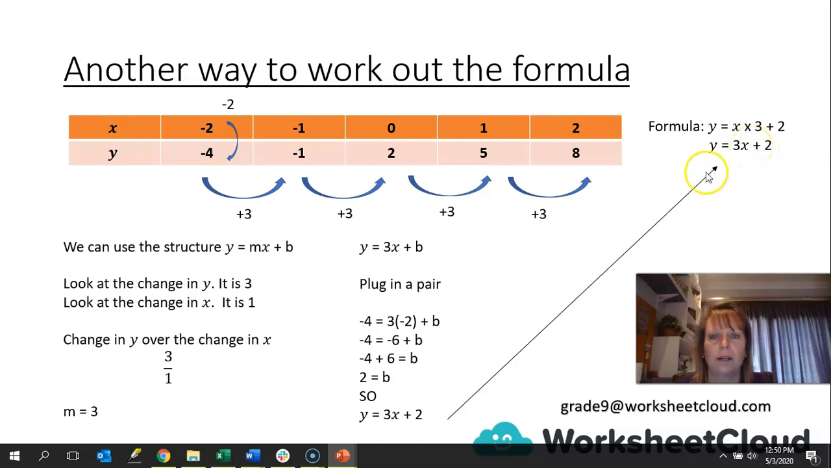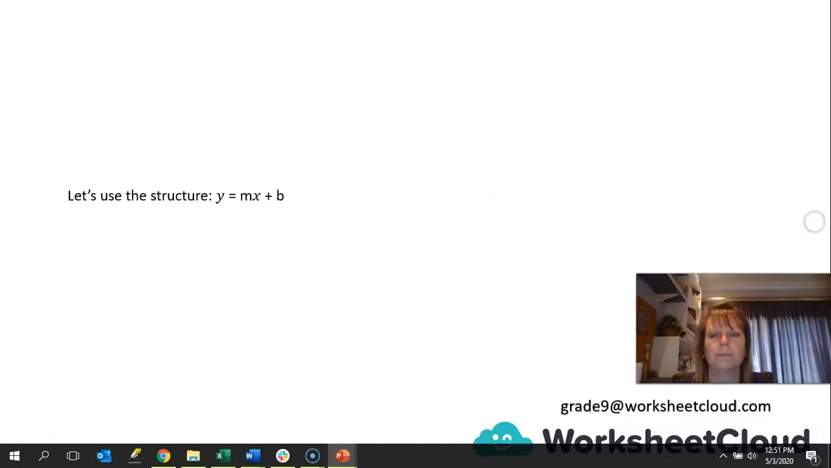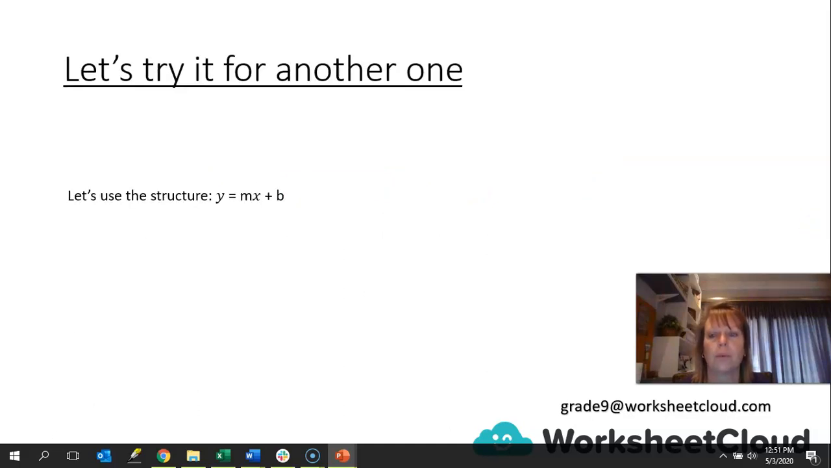As I said to you just now, it is easy to work it out this way if these numbers are in sequence. When they are not in sequence, it is very easy to work it out this way, and that's what we're going to concentrate on today. Because I'm sure you've seen tables like this that are not in sequence and you think, I don't even know where to start to look for the formula. So now you know you can use y is equal to mx plus b. Right, let's try it for another one.